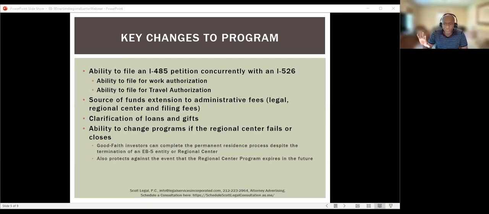Some of these are changes that were a little buried in the fine print, but definitely important changes because they do make a difference. There are definitely some people who utilized that in the past that can't utilize it now.